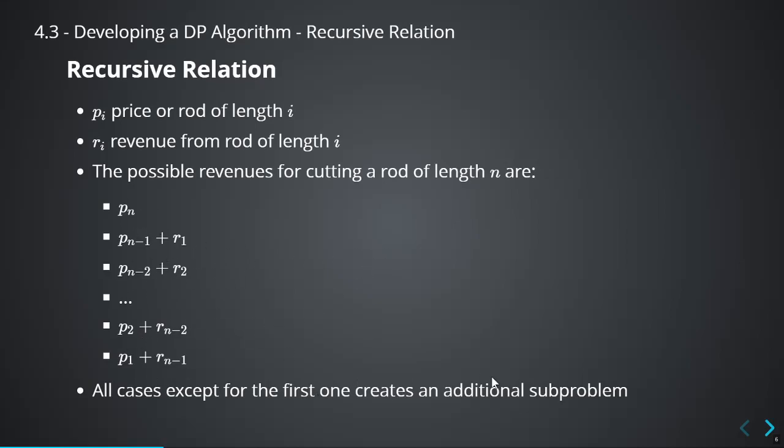So all cases except for the last one, because that's here for length 5, then the Pn is just, if you don't cut it at all, that's how much you're going to get. There's no more subproblems, but all the other ones give you more subproblems. Actually, the second one doesn't give you more subproblems either, because if you have a rod of length 1, then you can't cut it. So yeah, that's a slight mistake there. The first two do not create any more subproblems.